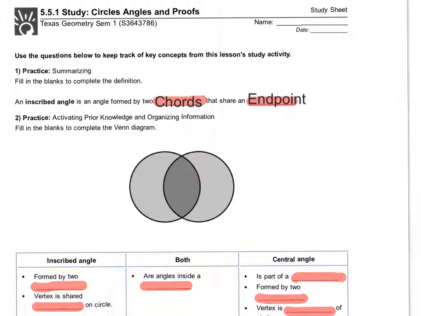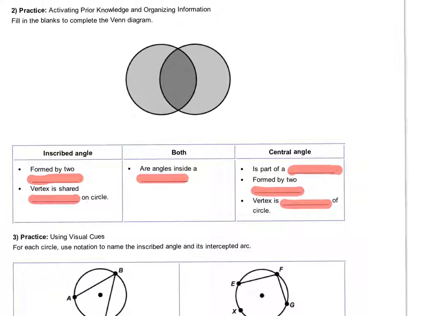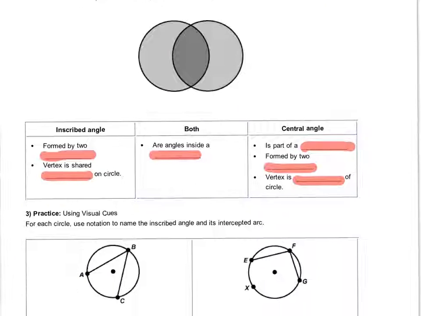All right, so now we're going to make our Venn diagram. We're going to fill it out. Let's keep it moving. An inscribed angle, just like I said, is formed by two chords. That's what goes on this line here. And the vertex is a shared endpoint on a circle. Don't worry about it if this seems abstract. We're going to look at some practice ones in just a second.